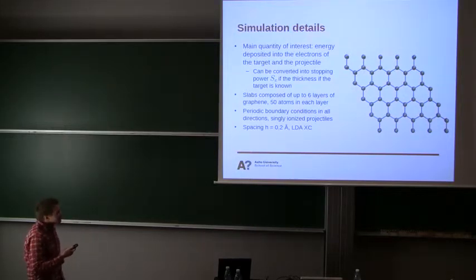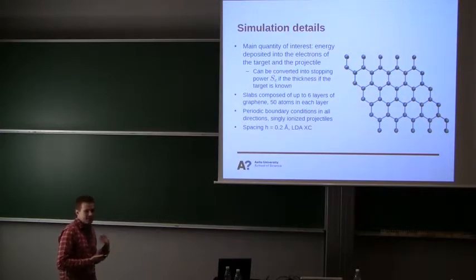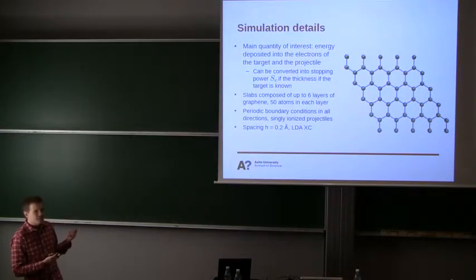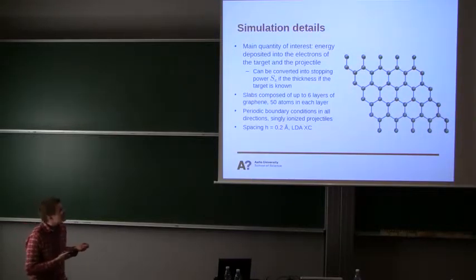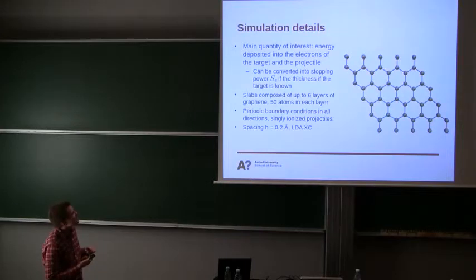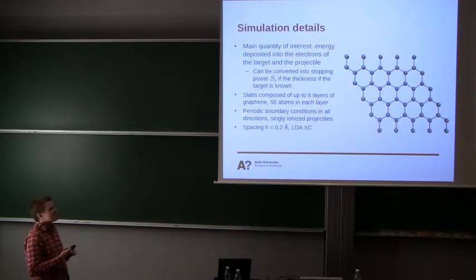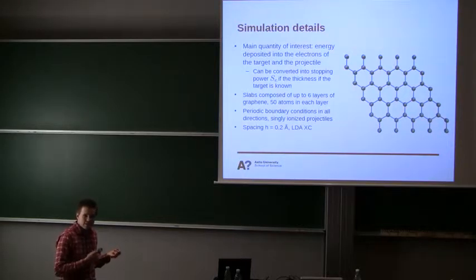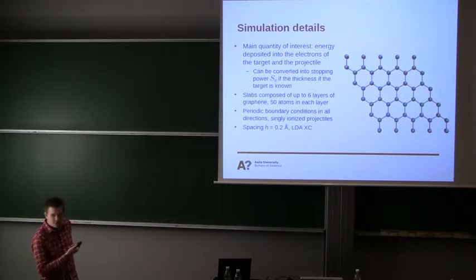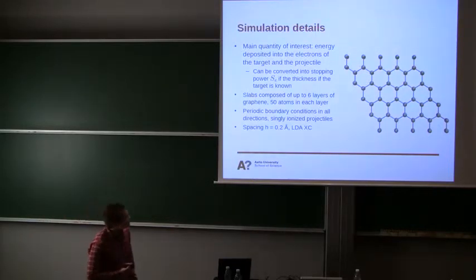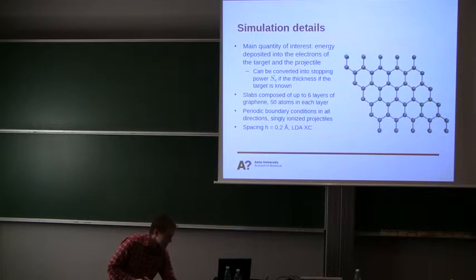Okay, so to study the electron stopping, we chose graphene as the target material, since there is a lot of experimental data for carbon, and it's one of the most interesting materials at the moment. The main quantity we wanted to study was the energy deposited into the electrons of the target or the projectile following the impact. We used up to 6 layers of graphene with periodic boundary conditions in 2 dimensions and simply hydrogen and helium as projectiles.